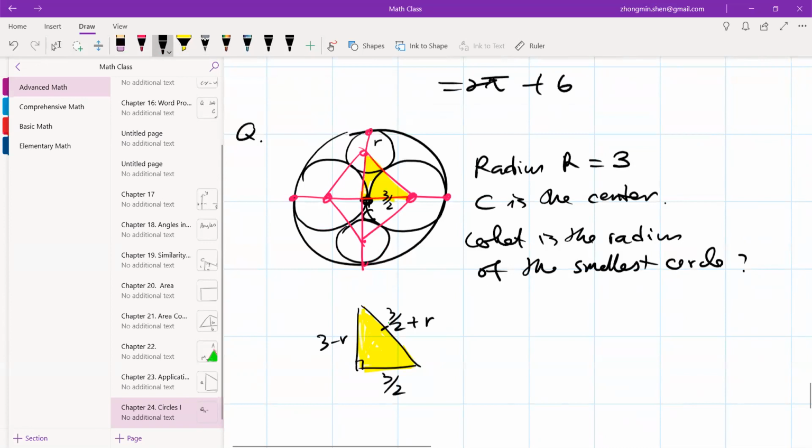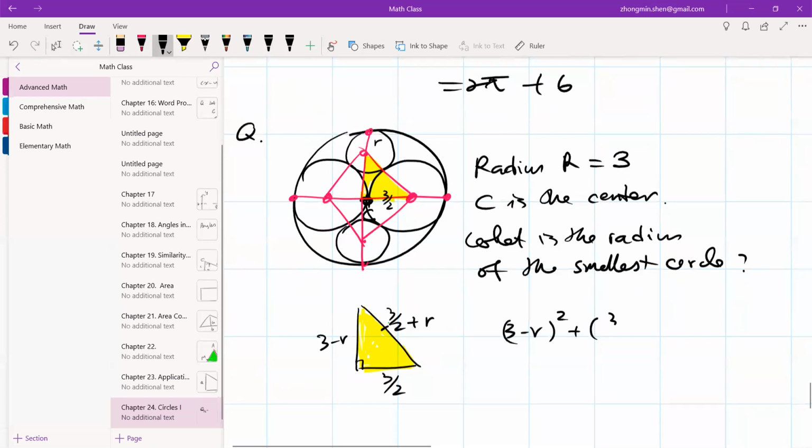Let me repeat again. You select those important points, the tangent points and the centers, and you draw all the lines, as many as possible, and you see the right triangle sitting there. Then you express each side in terms of the unknown radius. Okay, that's what I got. Then apply the Pythagorean theorem.